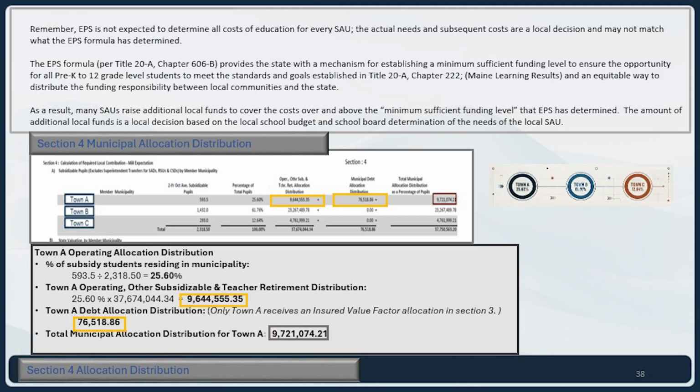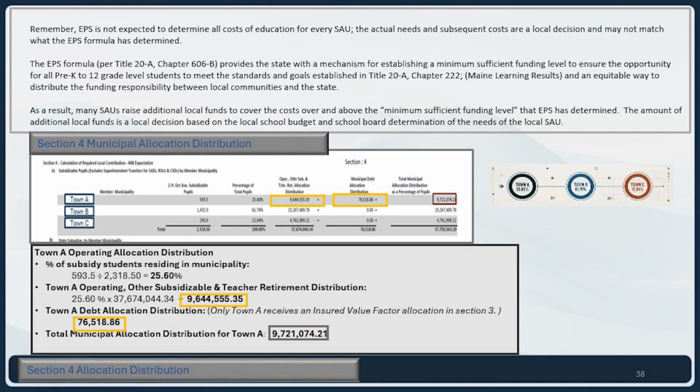We use subsidizable pupil counts as a 2-year average, which is the same as section 2. However, if you are a multiple municipality SAU, we remove any superintendent transfers from that count. So if you have superintendent transfers included in section 2, those are removed in section 4. That's why those numbers may not be exact between sections 2 and 4 when you look at your totals.